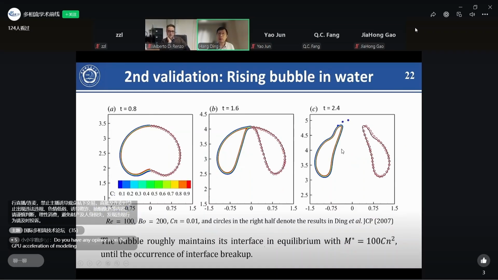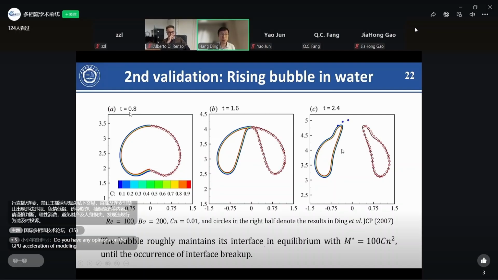The second case is a rising bubble in water. Due to the buoyancy force, the bubble is going up. Here we show the results, for example, the interface profile, as you see here, there are the contours of the volume fraction here.